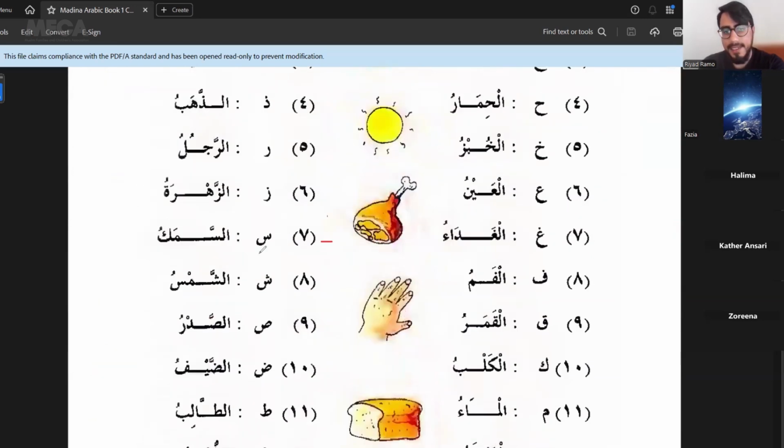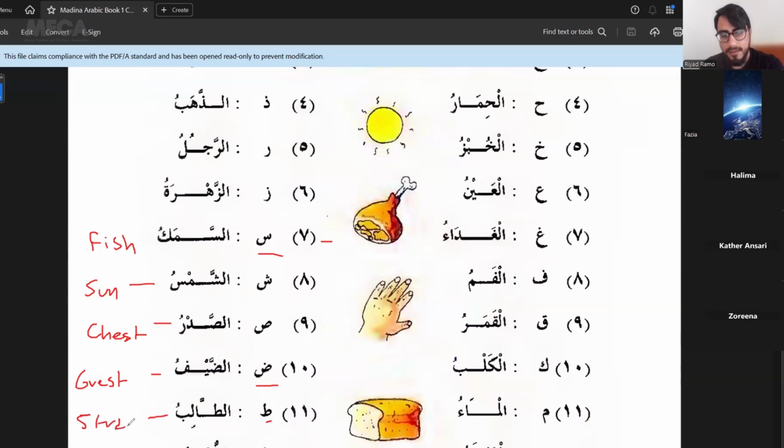Next one, seen. السمك, السمك, the fish. الشمس, الشمس, the sun. الصدر, الصدر, the chest. ضاد. الضيف, الضيف, the guest. طاء. الطالب, الطالب, the student.